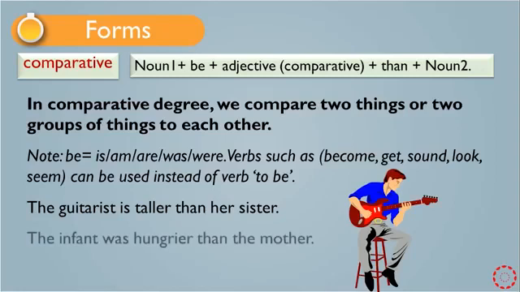Okay, more example. The infant was hungrier than the mother. We compare the infant to the mother. The infant is noun 1. Was is verb to be. Hungry becomes hungrier. Hungry, it is one syllable adjective. Becomes hungrier than the mother. Then we have than, noun 2.